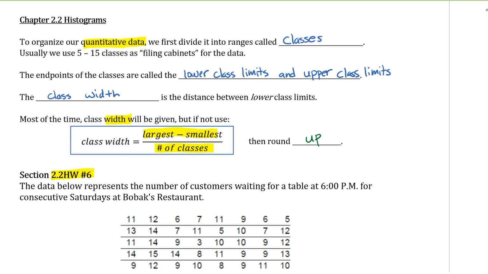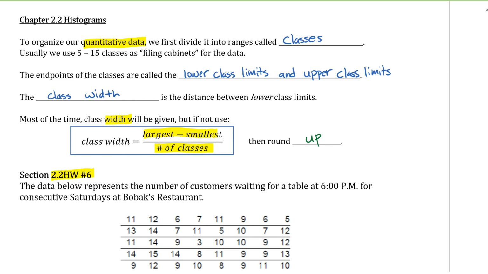Hello, in this lesson, I'm going to review the construction of frequency and relative frequency distribution for quantitative data. So this is chapter 2.2 of your textbook. Okay, to organize our quantitative data, we first divide it into ranges called classes, and usually we have about 5 to 15 classes. Now the endpoints of the classes are called lower class limits and upper class limits.